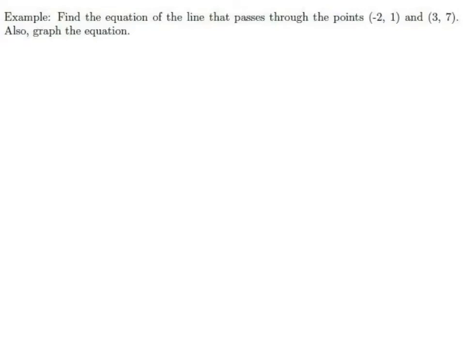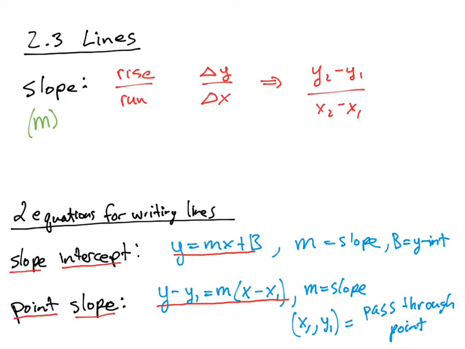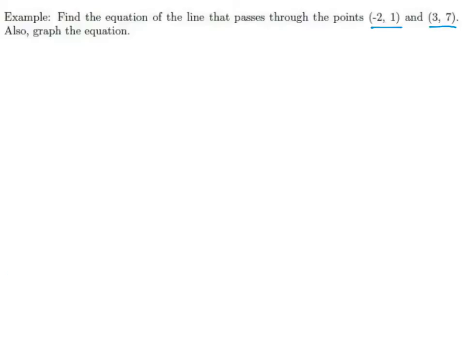So in this example it says find the equation of the line that passes through the points (-2, 1) and (3, 7). Also graph the equation. So what we need to first determine is which form of the equation we're going to use, and here we have 2 points. Now backing up, we don't have the slope yet or the y-intercept. We have 1 point, so we're good here, but again we don't have the slope. So in either case we're going to have to first find the slope.